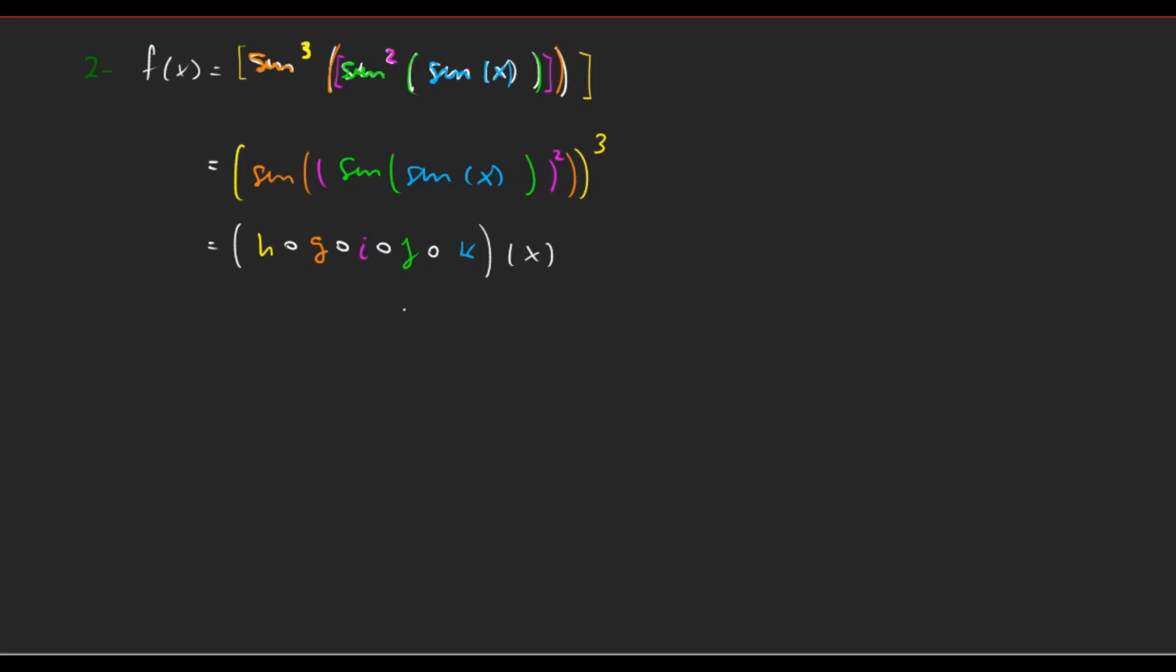So first let's define these functions. The first one is h of x, and from our color code it's easy to see that h of x is x to the power 3.